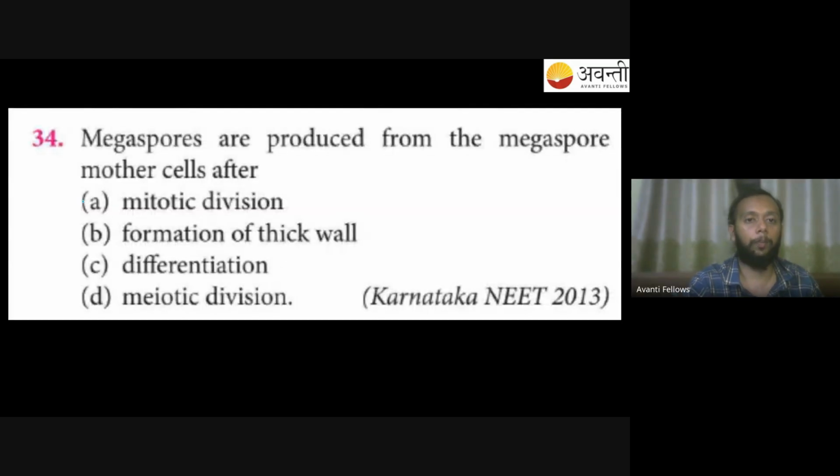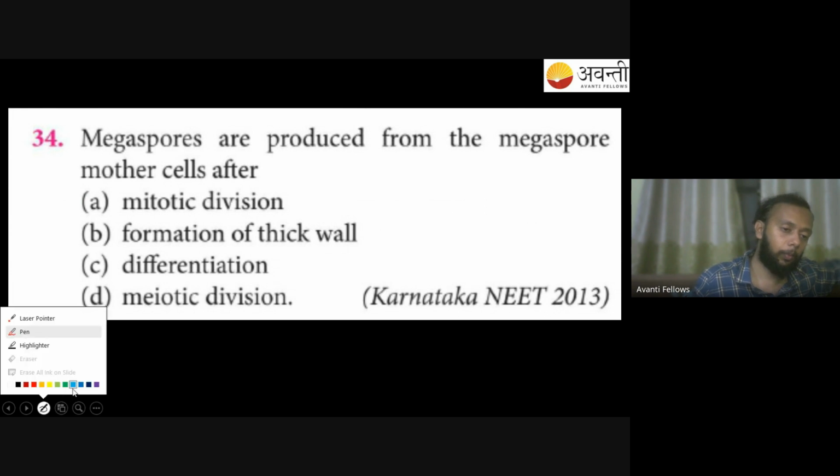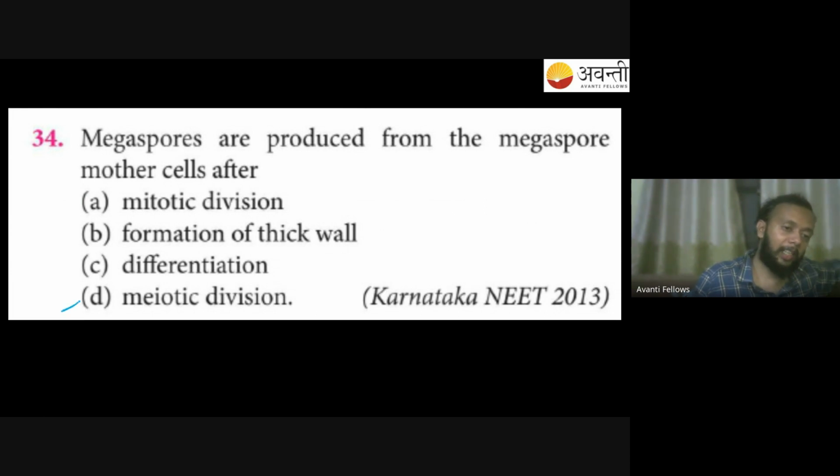Let's see the next one, look carefully. Megaspores are produced from the megaspore mother cell after... Now read the question, it's a simple question, won't take much time. Shikha, tell me what will be the answer? Sir, option D. Shikha is saying option D, and that's the correct answer. Yes, meiotic division is all you need. You take meiosis and you'll find all the megaspores have been formed.